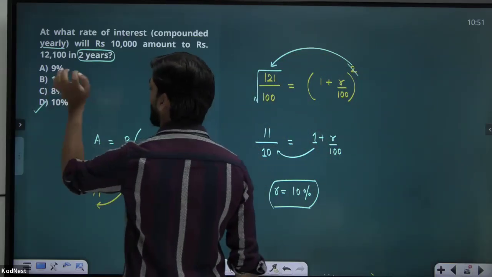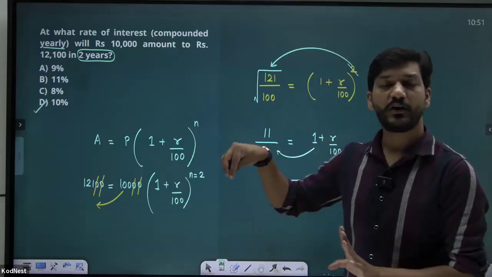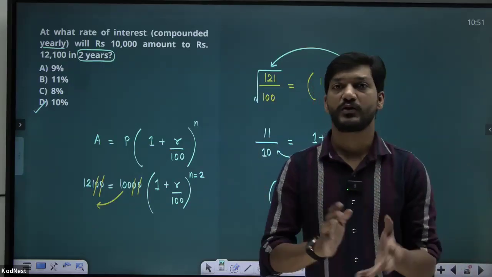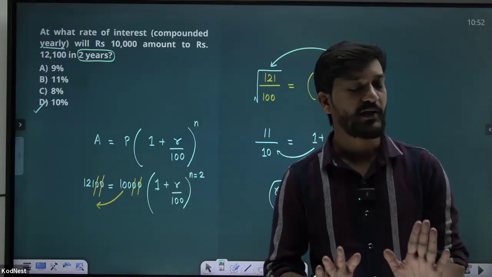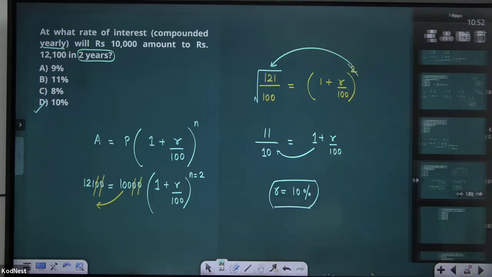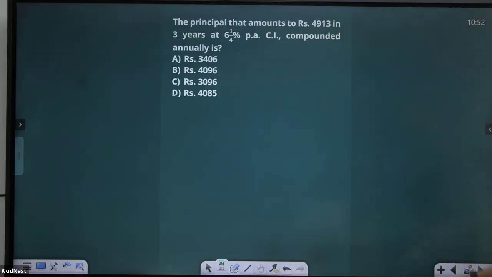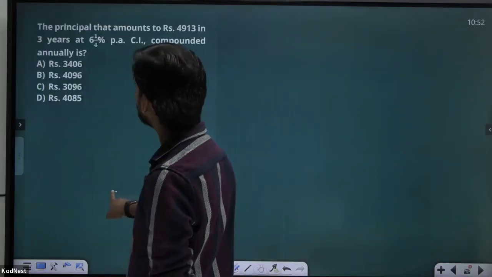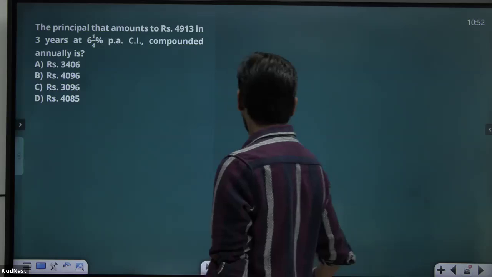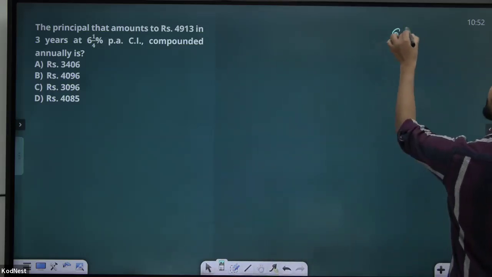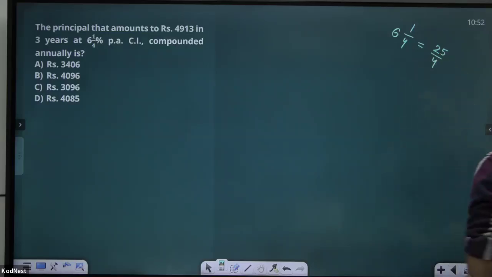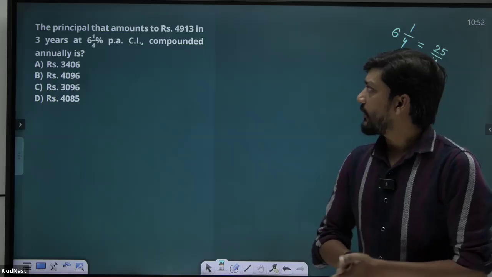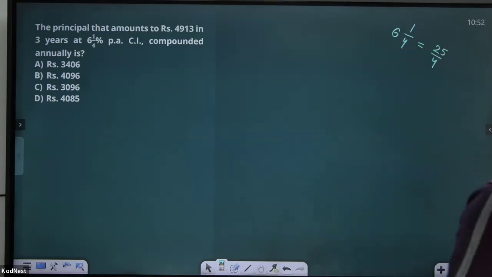Very simple question. So why did we not apply the previous approach? Because rate of interest was not given, so the previous approach becomes automatically useless. That's why the formula. Let's take one more question. Please take it. All right, so please start with the question. I have written something for your clarity, for easiness.